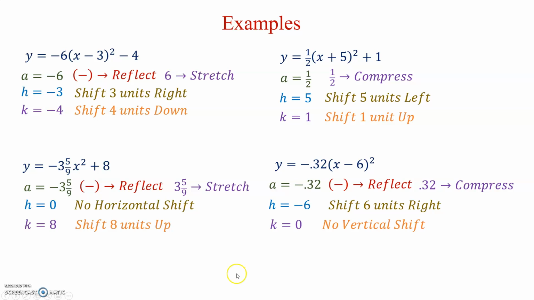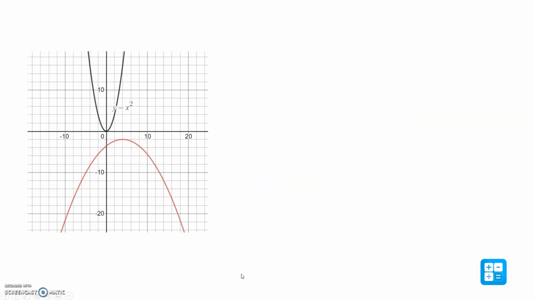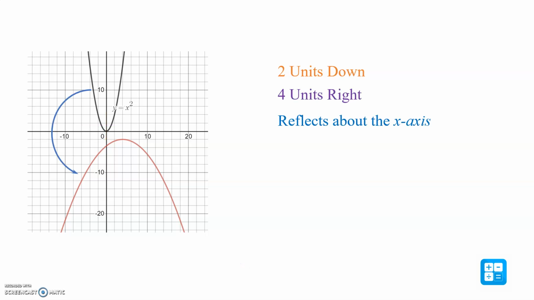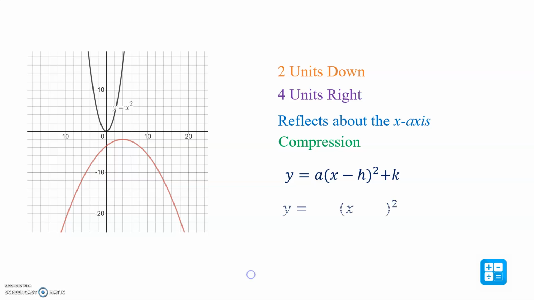Now when I look at these examples in graph form, when I look at my original parent, the parent looks like it went down 2 units, and it went to the right 4 units, and it also reflected, and it appears to be some sort of compression. It's gotten kind of flatter or fatter, however way you want to look at it. So we're supposed to write the equation in vertex form. So we need to find numbers for the A, the H, and the K.